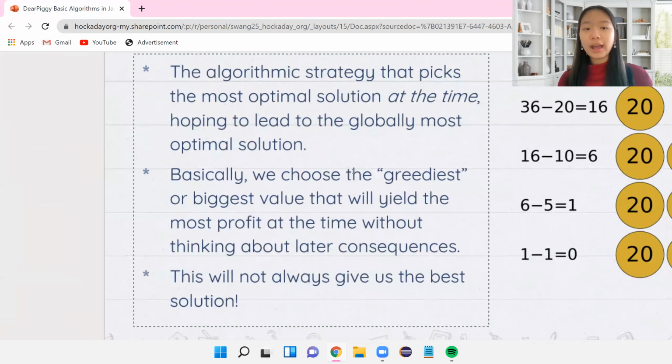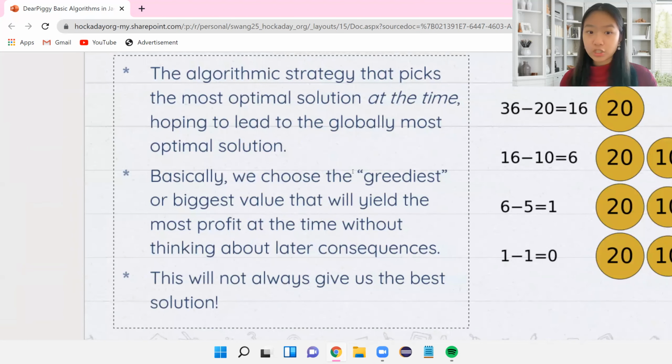Greedy algorithms are an algorithmic strategy that picks the most optimal solution at the time. Notice I specified at the time, right? It's basically crossing its fingers and hoping and praying that it'll lead to the globally optimal solution, or the best solution in the future. To put that in regular human language, basically we choose the greediest value, or the biggest value, or just the value that currently feels like the best at the time, and we don't think about later consequences in the future.